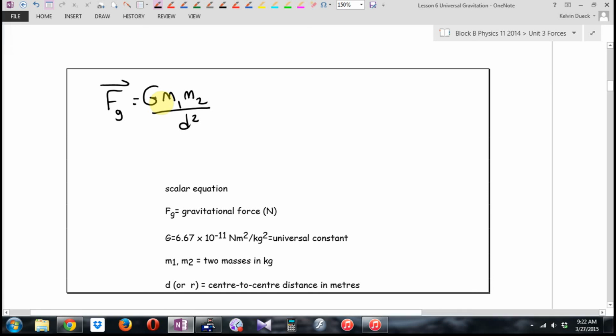where big G is called the universal constant of gravity. It's the same throughout the universe. And big G equals, I'm going to write it out. You don't need to because it's in the type font, but it's 6.67 times 10 to the negative 11. It's 0.000000000066 7. It's really small. Gravity is a very, very weak force.